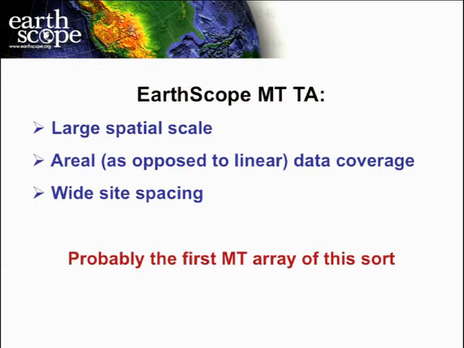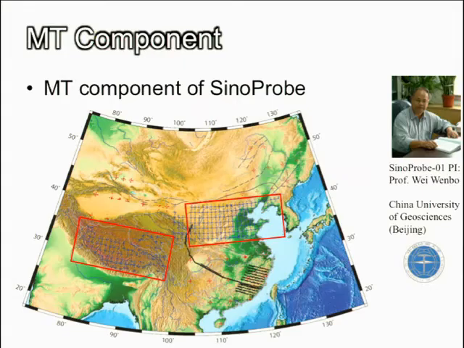I think I'd like to convince you that this is one of the great things that came out of the EarthScope project, this additional component, which was done in the way that it was done probably to be compatible with the seismic and not necessarily the way that the MT people would have liked to have deployed this data. It's the first, I think, but it's not the only one now. There's a similar project going on in China now. The MT component of SinoProbe has occupied these two large footprints, one in northeastern China and one over the Tibetan Plateau.